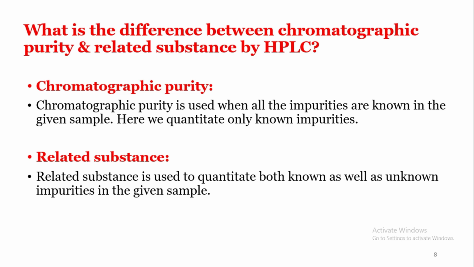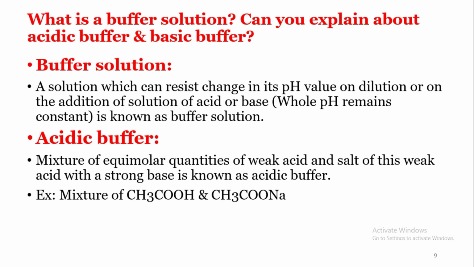In the RS test we quantitate both, whether known or unknown, but in chromatographic purity we do not quantitate the unknown impurity. We just catch that impurity and we just mention that yes, it is separated from a known impurity and it is an unknown impurity. In that way only we will know. So that is known as chromatographic purity.